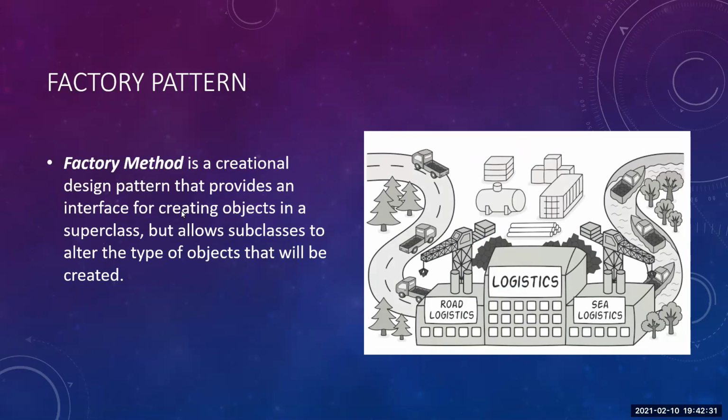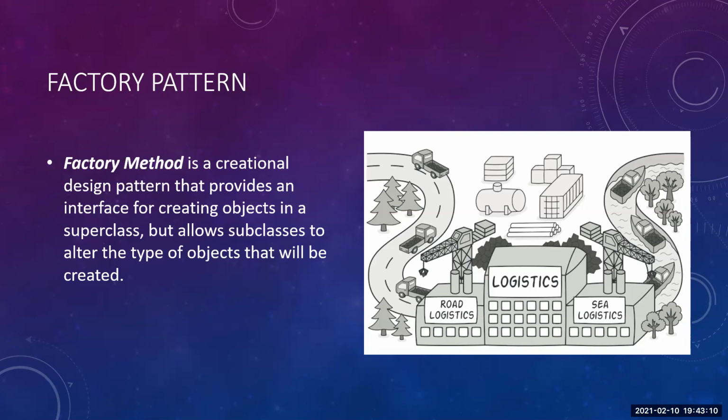Perfect. Let's see the motivation and the bookish definition of the factory pattern. A factory method is a creational design pattern that provides an interface for creating objects in a superclass, but allows the subclasses to alter the type of objects that will be created. Here we have a few terminologies: interface, superclass, subclass, and altering the type of objects that will be created.